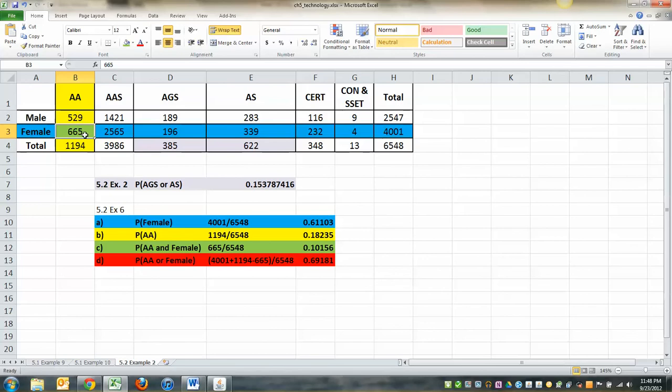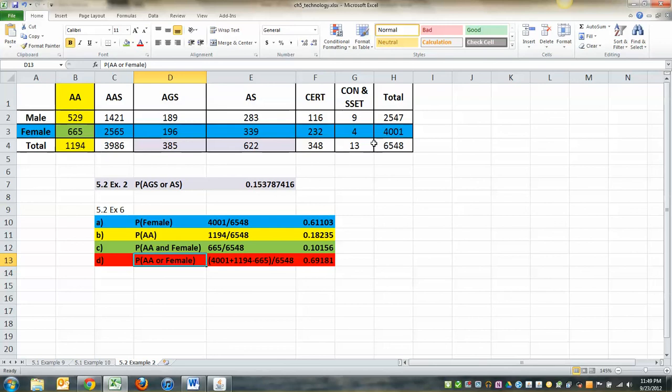So for part C, they're just saying, hey, how much is that overlap? What's the probability of both AA and female? Well, that's the overlap. That's 665 divided by 6548. And I found it with a little cell referencing action. Okay. And same with this one. I found this one with B4. That's 1194 divided by the total right there. Boom.